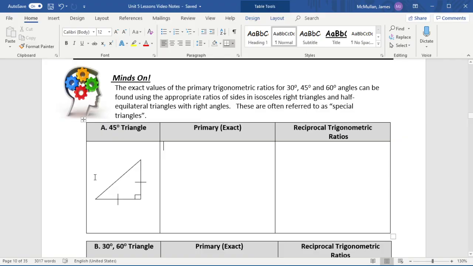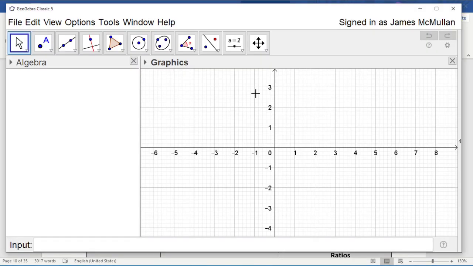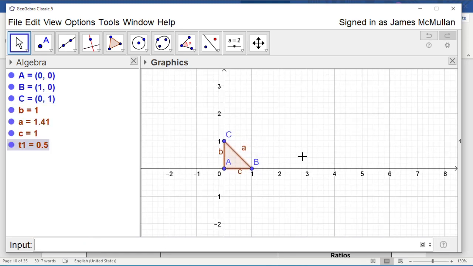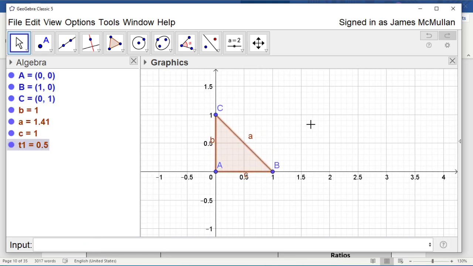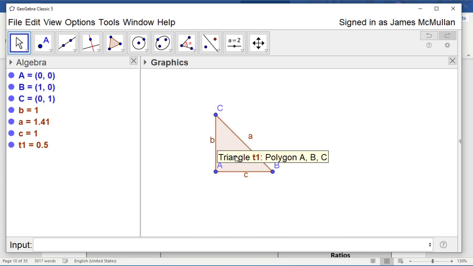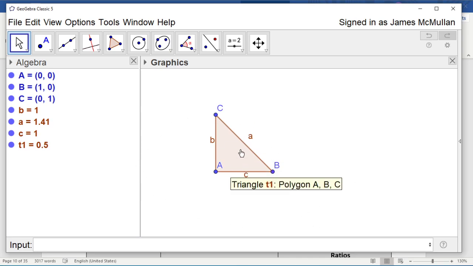Okay, let's start with the first triangle, which is the 45, 45, 90 triangle. It's fairly easy to draw one of these. We're going to make a point at 0, 0, a point at 1, 0, and a point at 0, 1. And we're going to make a polygon that connects A to B to C. And you can see, GeoGebra does the smart thing. It puts lowercase b across from capital B, lowercase a across from capital A, and so on.